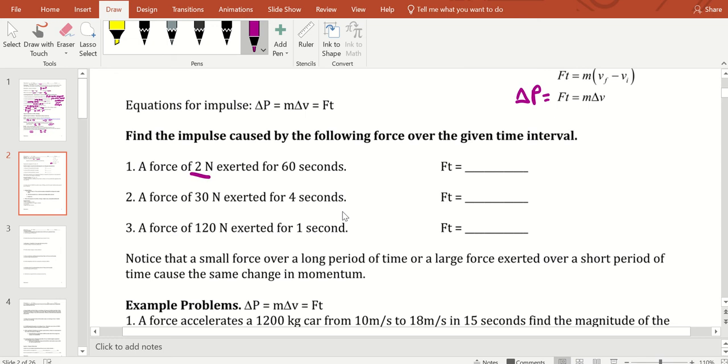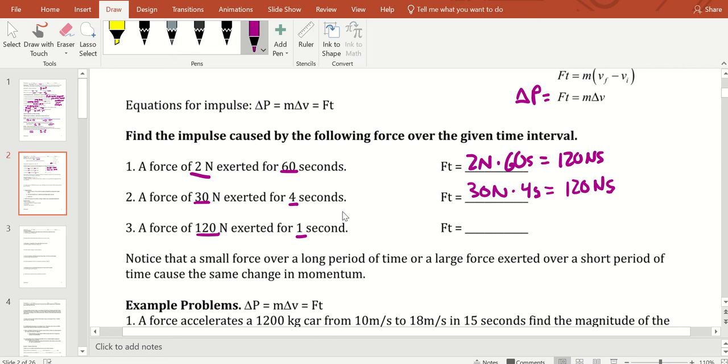So in these three examples, I'm giving you a force and a time. So if I have 2 newtons times 60 seconds, that's going to be 120 newton seconds of impulse. 30 newtons for 4 seconds, so I've increased the force, decreased the time. You'll notice that we end up with the same total amount of impulse.